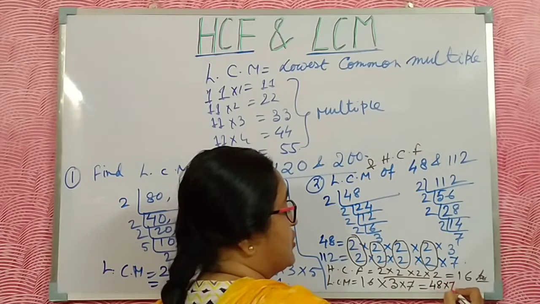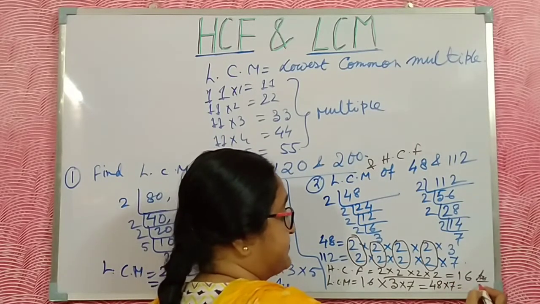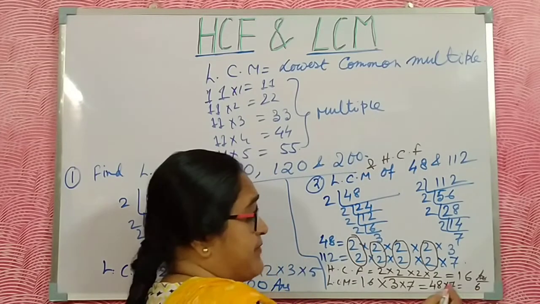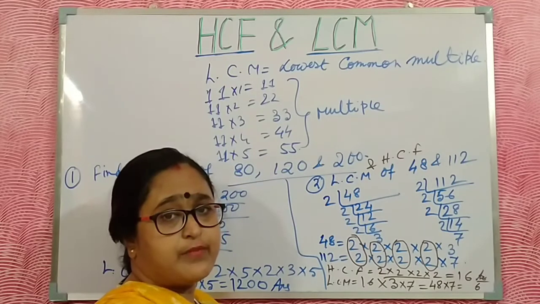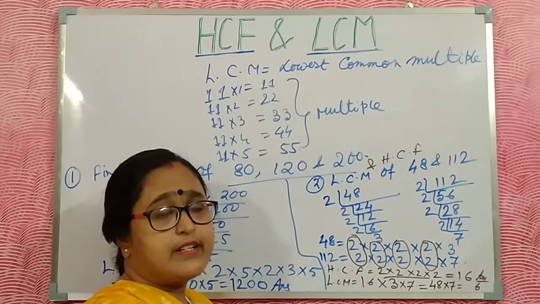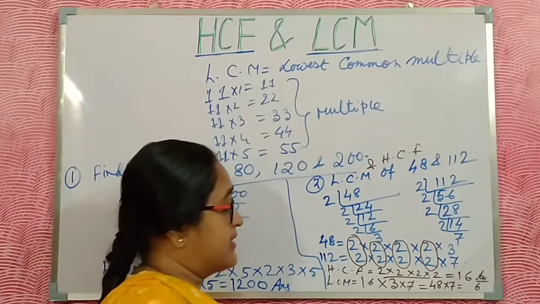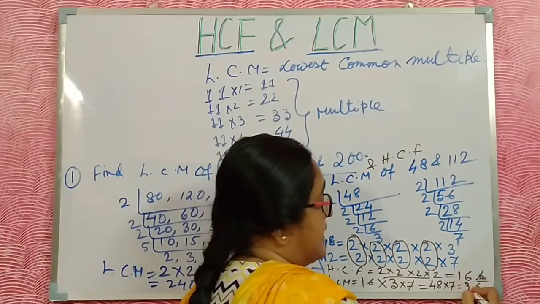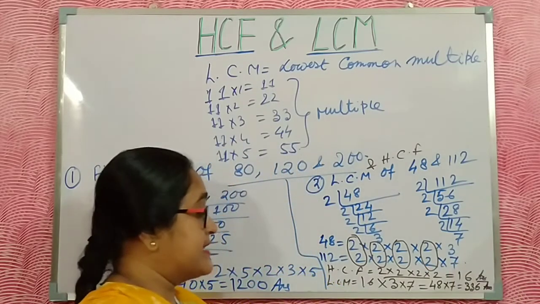You do the multiplication. Here 7 8s are 56 and 5 carry. 7 4s are 28 and 28 plus 5 is 33. Here the LCM is 336.